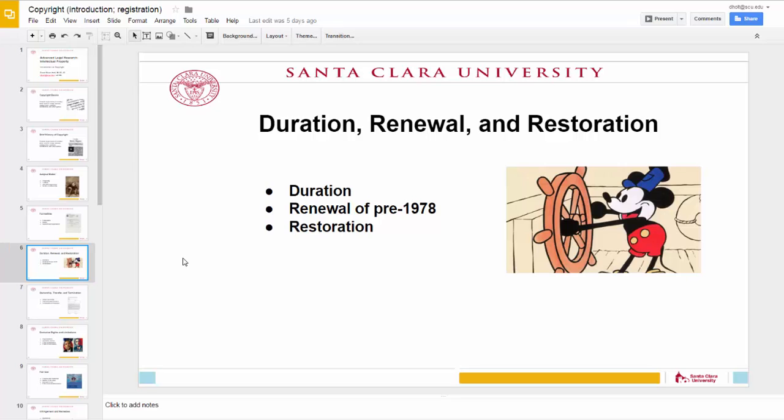Some other elements of copyright include its duration, which is going to vary depending on what law governed based on when the work was created. Renewal: there is a renewal term that an author can elect to use. It may or may not be automatic, depending again on when the work was created. And restoration of copyright.